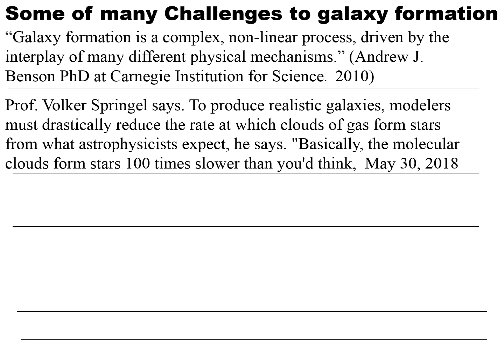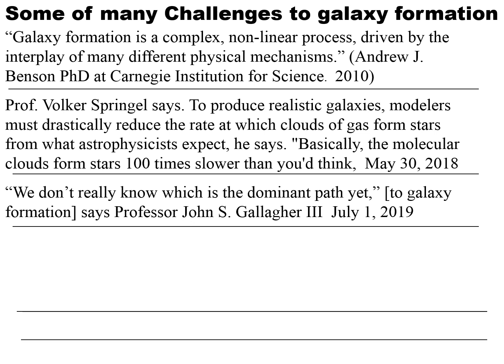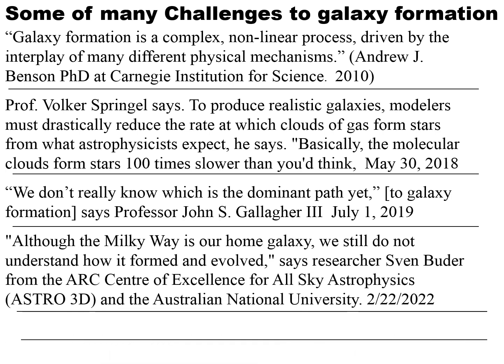Professor Volker Springel says to produce realistic galaxies, modelers must drastically reduce the rate at which clouds of gas form stars from what astrophysicists expect. He says basically the molecular clouds form stars 100 times slower than you think. And Professor John S. Gallagher says we really don't know which is the dominant path yet to galaxy formation. And from Sven Buder, although the Milky Way is our home galaxy, we still do not understand how it formed and evolved. He's from the Australian National University.